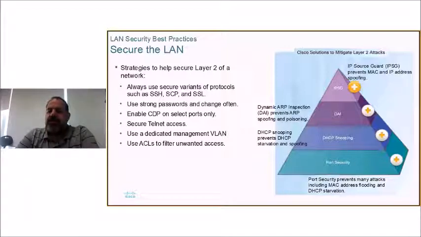So there's IP source guard, which prevents MAC and IP address spoofing. There's dynamic ARP inspection, which prevents ARP spoofing and poisoning. There's DHCP snooping, which we spoke about, with those trusted ports. And then port security, of course, fixes a lot of the problems as well.